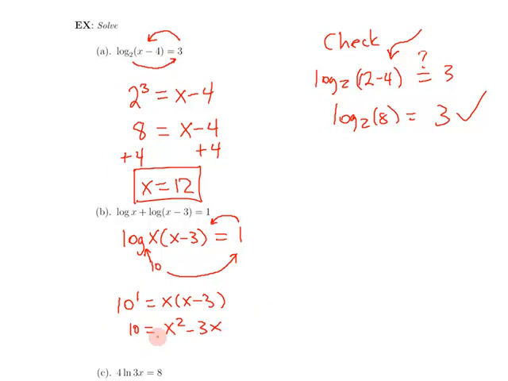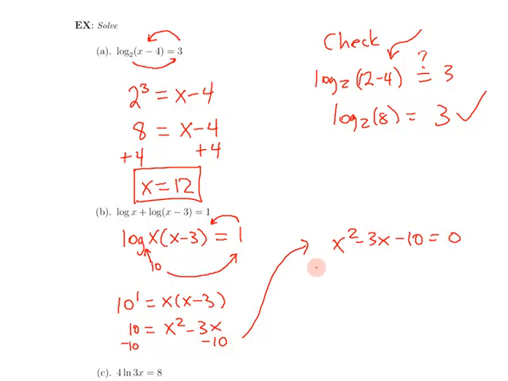This is now a quadratic equation. To solve the quadratic equation, I need to get it equal to 0. So I'll subtract 10 from both sides and have that x squared minus 3x minus 10 is equal to 0.